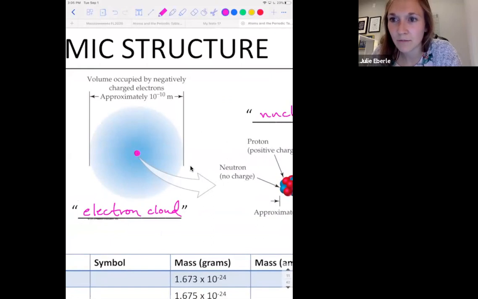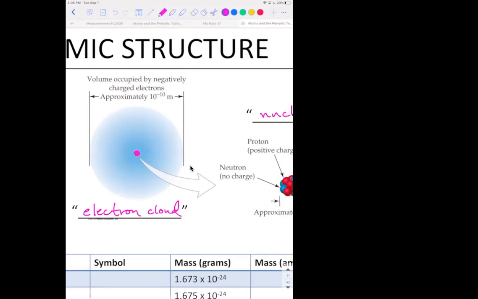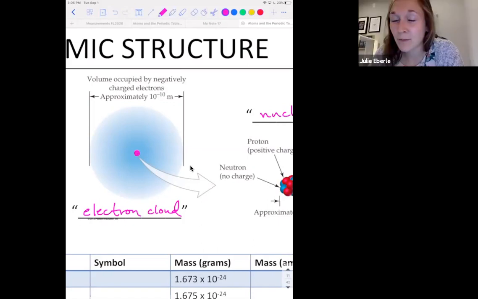What do y'all think? What prefix would be most appropriate? 10 to the minus 10. Now, this is not one you had to memorize, but anybody happen to remember which prefix most closely fits? Micro? Even smaller than micro. Nano. Okay, thank you, Zoe.